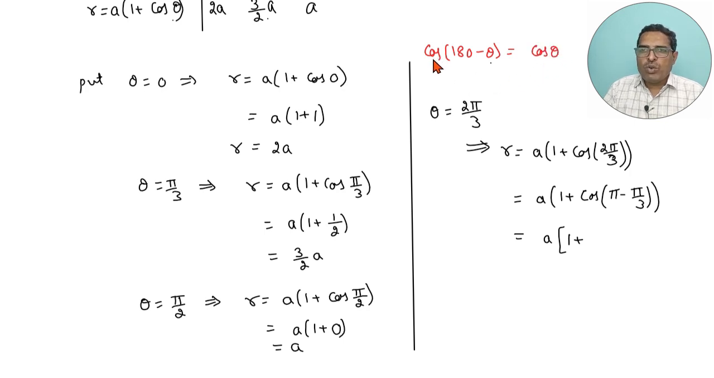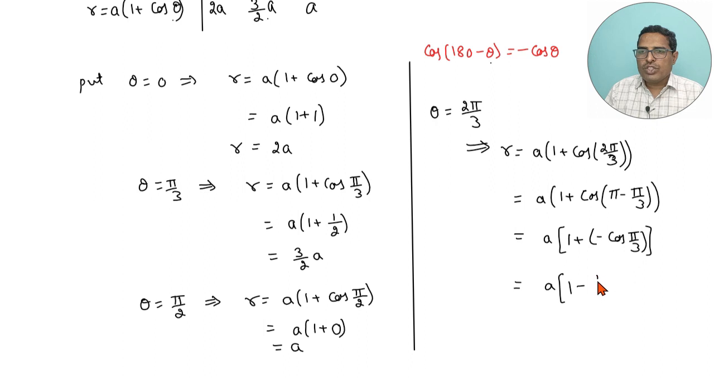But when you want to write cos of 180 minus theta, where does this 180 minus theta lie? 180 minus theta lies in the second quadrant. In the second quadrant, cos is negative. Therefore, we will be getting minus of cos theta. So cos of 180 minus theta will be minus cos of this value pi by 3. Now this is nothing but a times of 1 plus into minus, so minus cos of pi by 3, that is cos of 60.